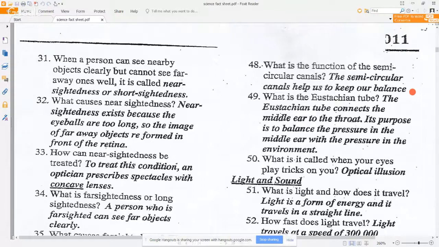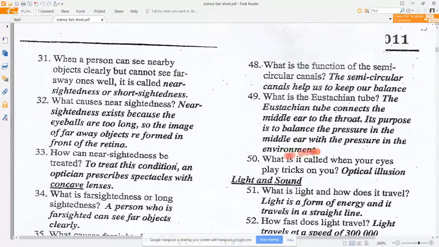Okay. 49. What is the Eustachian tube? Well, the Eustachian tube is a tube that connects the middle ear to the throat. Its purpose is to balance the pressure in the middle ear with the pressure in the environment. We have this experience whenever we're traveling from, say, Mandeville, and we're coming down that hill, we have a change in air pressure. So sometimes you feel you have to open your mouth to relieve that pressure.